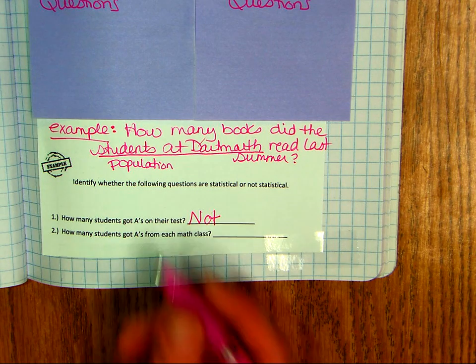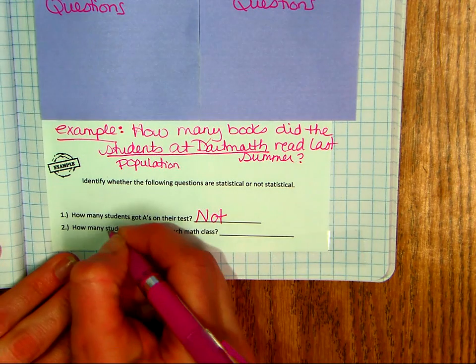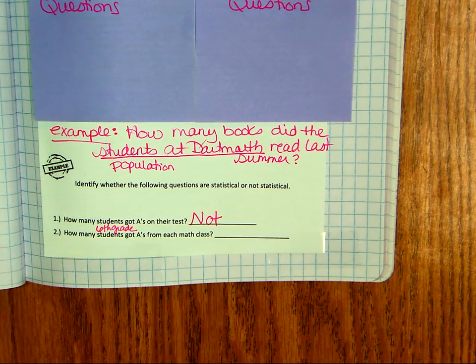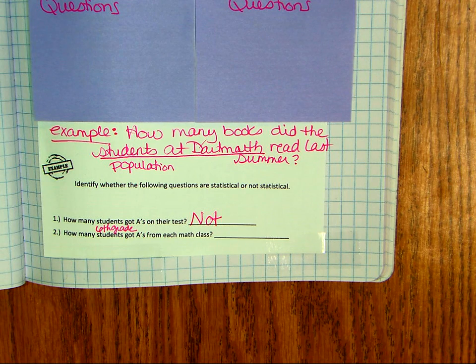So we're going to change that, and we're going to say how many 6th grade students got A's from each math class. So now you'll notice that the difference here is we added the 6th grade students, so we made the population a little bit more clear. And then we said A's from each math class.